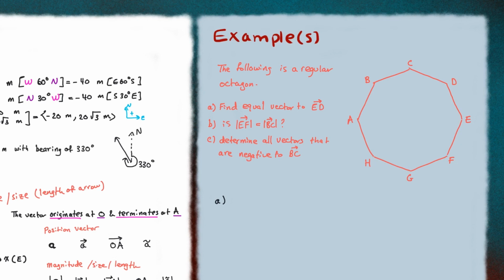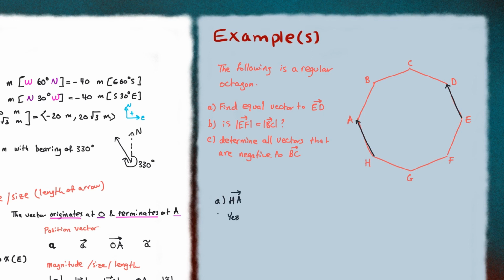Okay, to answer this question, we are going to first look at vector ED. We're going to label it, and to see an equal vector to it, it needs to have the same direction and the same magnitude, and the only vector that has that is vector HA.